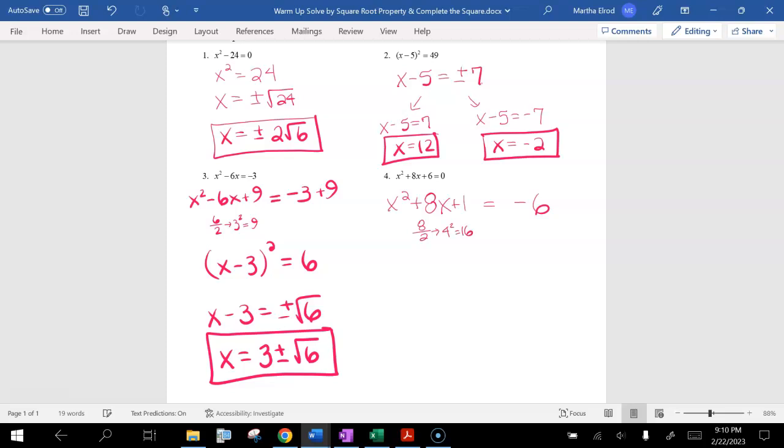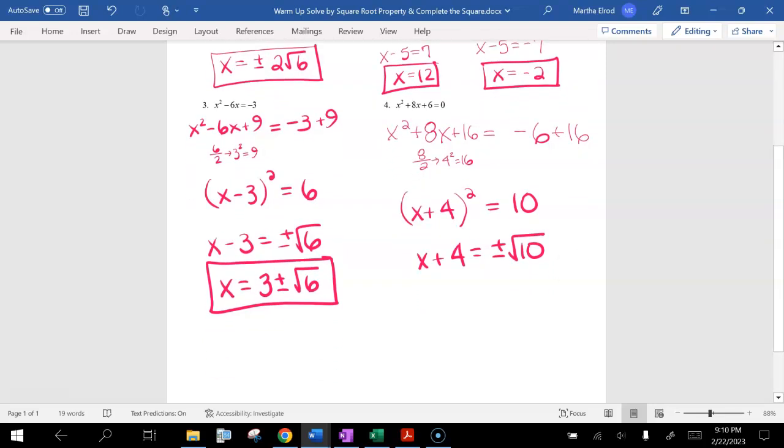We add 16 to both sides of the equation, which gives us a perfect square trinomial on the left-hand side that we can factor, and in this case it factors into x plus 4 in parentheses squared, and that equals 10. Now again we can use the square root property and take the square root of both sides. We're left with x plus 4 equals plus or minus the square root of 10, and we can't simplify that square root of 10 because 10 is not a perfect square and it does not have a factor that's a perfect square. Now we subtract 4 from both sides so we can get x all by itself. So we find that x equals negative 4 plus or minus the square root of 10.